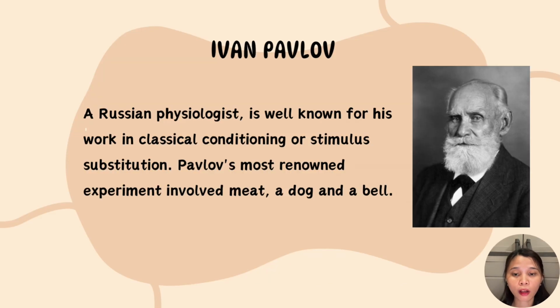Ivan Pavlov is a Russian psychologist well known for his work in classical conditioning or stimulus substitution. Pavlov's most renowned experiment involved meat, a dog, and a bell. In his experiment, Ivan Pavlov studied the digestive systems of dogs. He noticed that dogs would begin to salivate, an automatic response, not only when food was presented to them, but also when they saw the lab assistant who fed them, or even when they heard footsteps. Pavlov realized that the dogs had learned to associate certain stimuli with food.